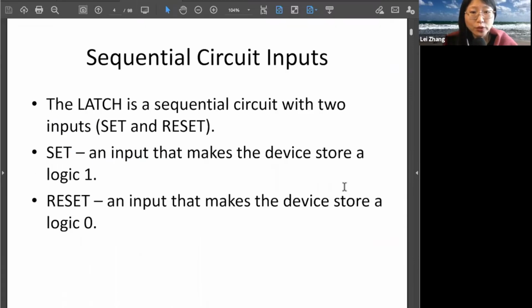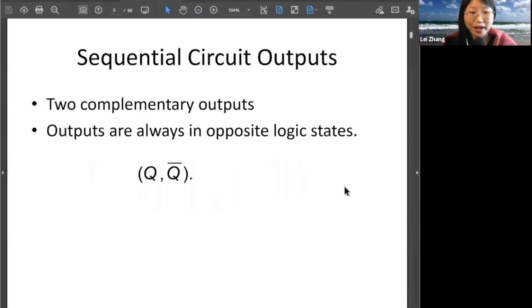A latch is a sequential circuit that has two inputs, set and reset. When set is 1, the output will be 1. When reset is 1, the output will be 0. It's a very simple concept. There are two outputs of the latch, which are complementary outputs, Q and Q naught. They are related, so the outputs are always opposite.